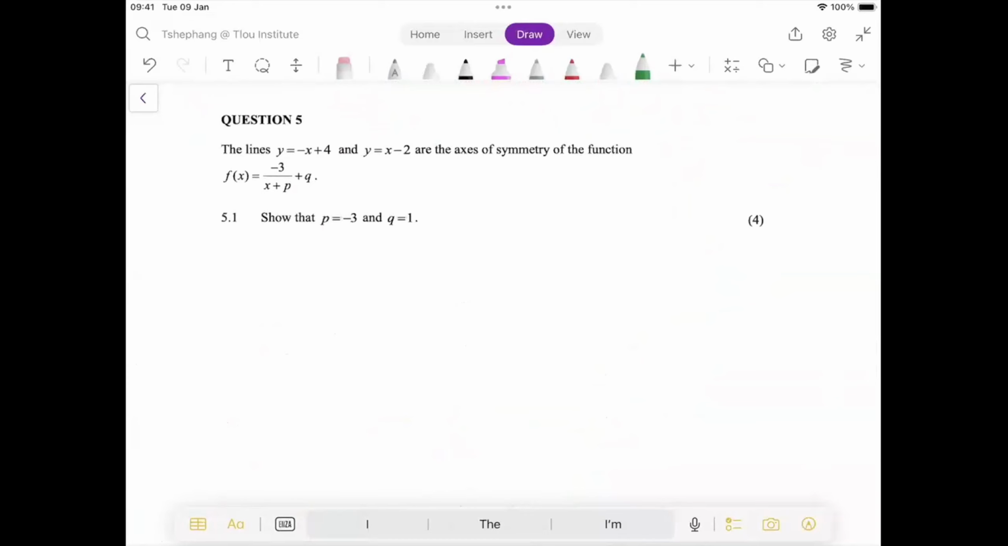What does it say? It says that the lines y is equal to negative x plus 4 and y equals x minus 2 are the axes of symmetry of the function f of x equals minus 3 all over x plus p, plus q. Show that p is equal to -3 and show that q is equal to 1.